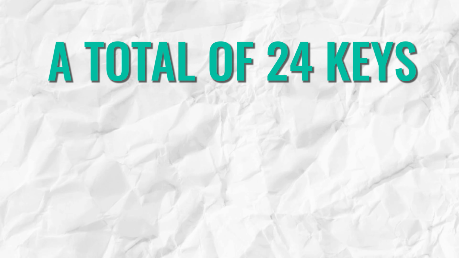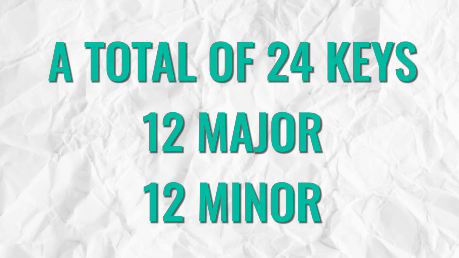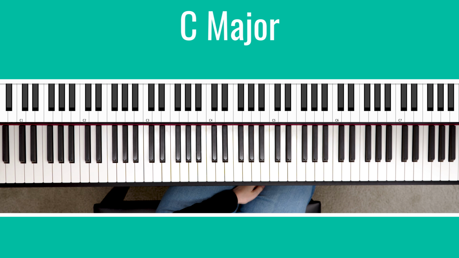Trick number 1 is the numbers trick. I'm going to back this all the way up so you can fully understand how this works. In music, we have a total of 24 keys, 12 major and 12 minor. Each key essentially represents a specific musical scale. For example, let's take C major. Its scale is C, D, E, F, G, A, B, C.